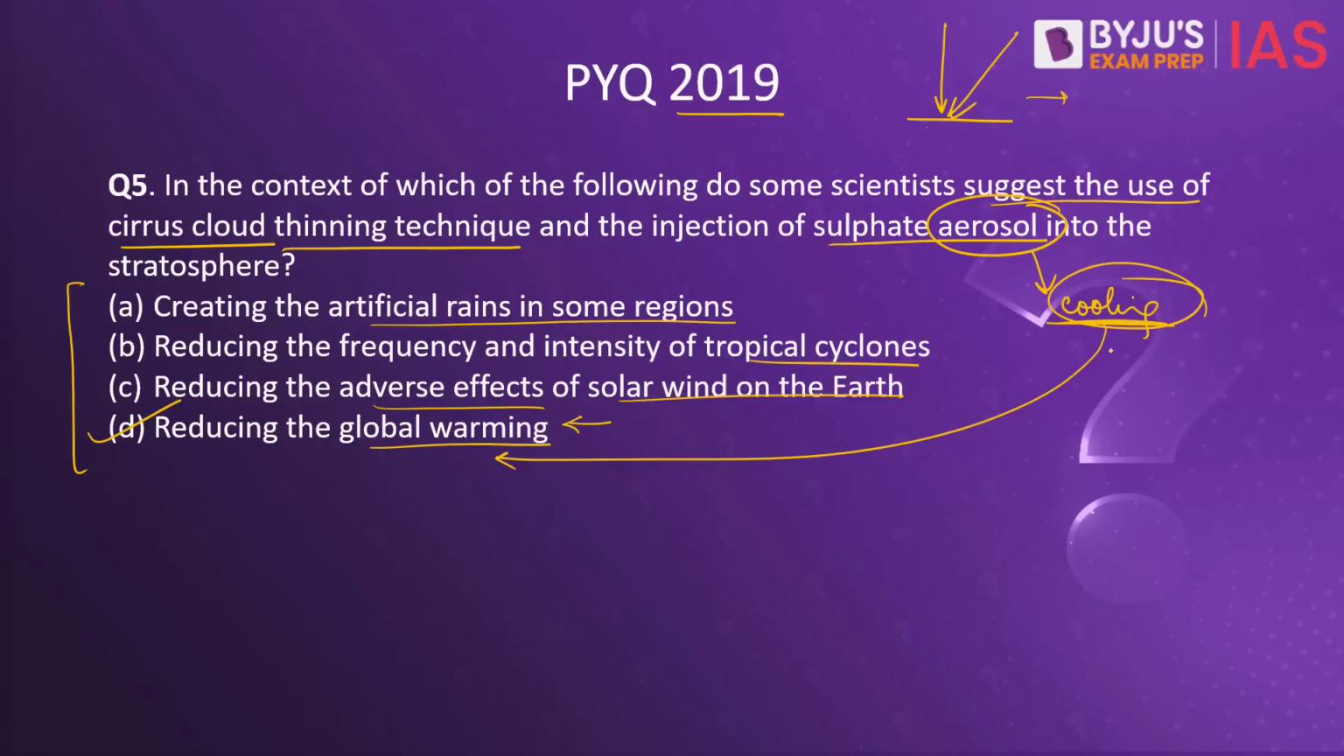Now, aerosols in the stratosphere will definitely help in cooling of the Earth. How will the cirrus clouds help with the same? Now the cirrus clouds are high altitude clouds located approximately 10 km above the Earth's surface. They are also responsible for trapping the heat that goes from the Earth outside. So they trap the terrestrial radiations which help in keeping the Earth warm. Now when they are thinned, they will allow more heat to escape into the space, thereby leading to cooling of the planet. So D is our correct answer.